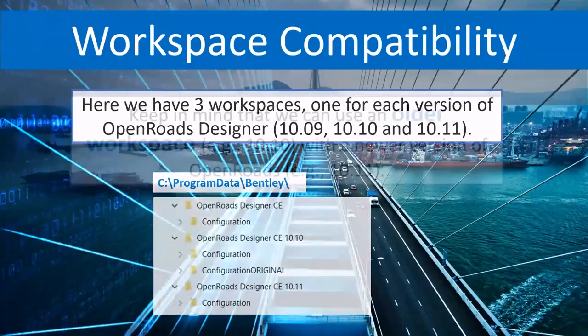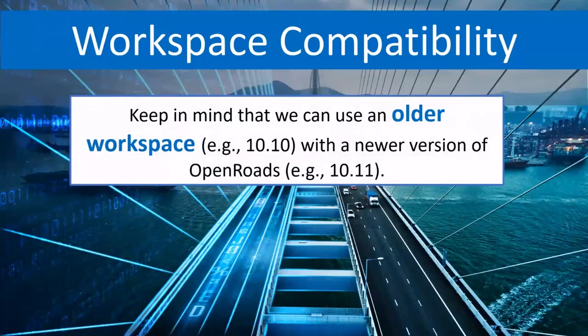But we hear this a lot. Keep in mind that you can use an older workspace with a newer version of OpenRoads. So let's say, for example, that I'm running 10.10, I've got a 10.10 workspace, and I decide I want to upgrade to 10.11, but I don't have an upgraded workspace. Well, you don't have to. You can put 10.11 on the machine, and the same way that I showed you earlier that a file can use a referenced file that's of an older version, 10.11 can use an older workspace. That's not a problem. So again, you don't have to have all the workspace updated before you can migrate to the new version.